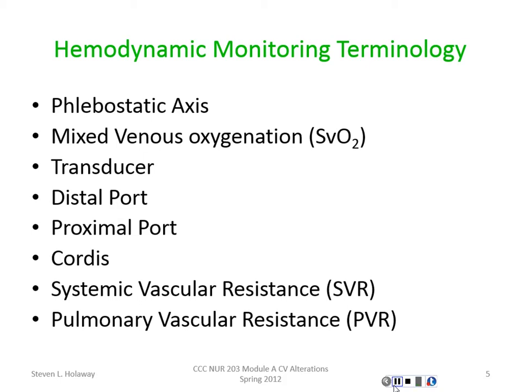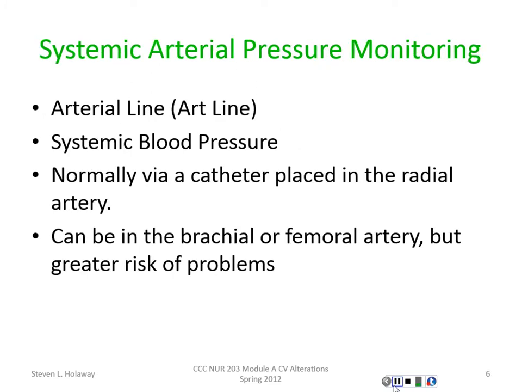Mixed venous oxygen saturation, or SVO2, you may see if you're dealing with a patient that is in sepsis. We'll look at that. A transducer, a distal port, a proximal port, a cordis, systemic vascular resistance, or you'll hear SVR, pulmonary vascular resistance, or PVR. Arterial lines, and an ART line is what you'll hear it called most often. Of course, systemic blood pressure, you all know about that. And then normal catheter placed in the radial artery. Look at those.